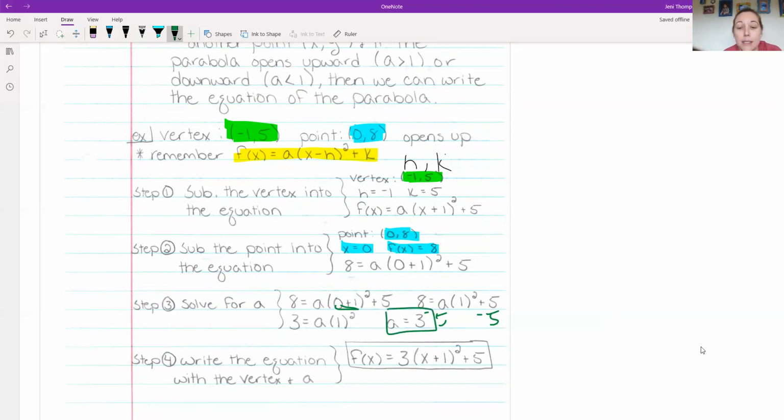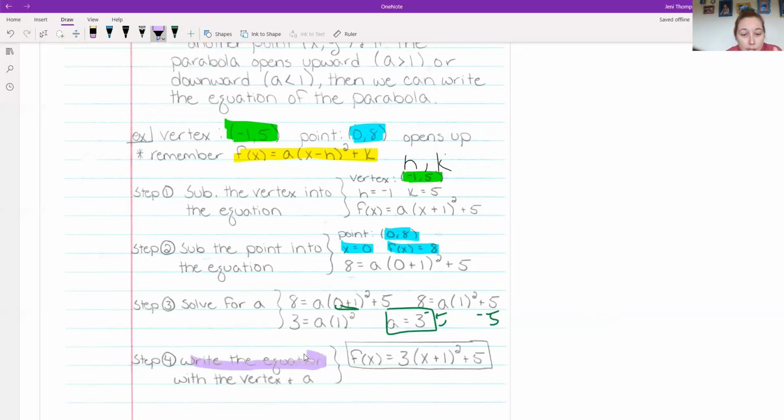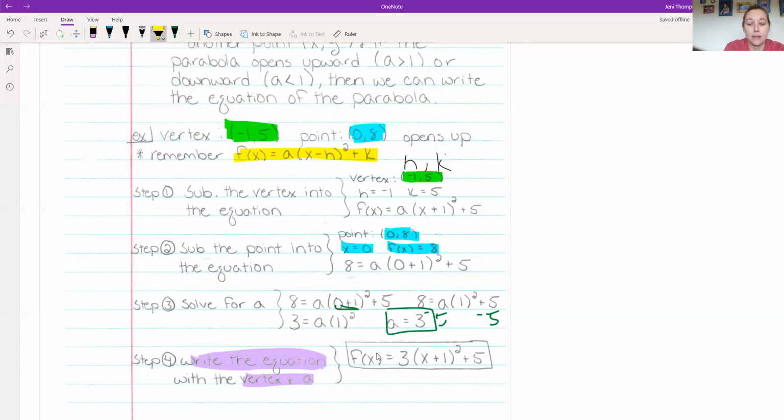Now we have all the pieces that we need. So we're going to write our final answer. We're going to write the equation with the vertex and A. So here's our original equation up here, right? F of X equals A times X minus H squared plus K. So we're going to leave the F of X and the X in there. We're not going to fill those out.